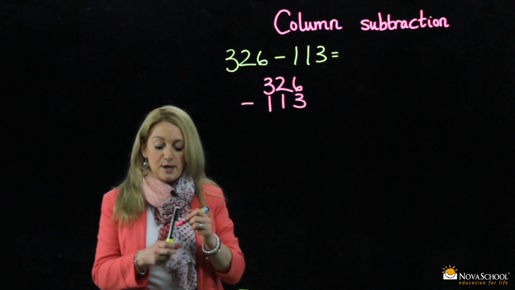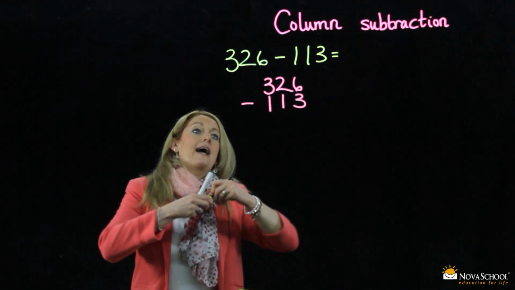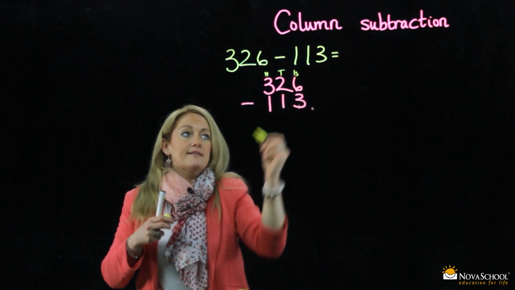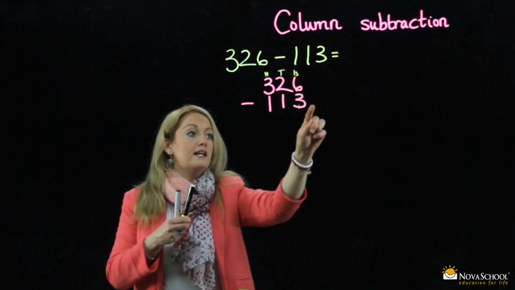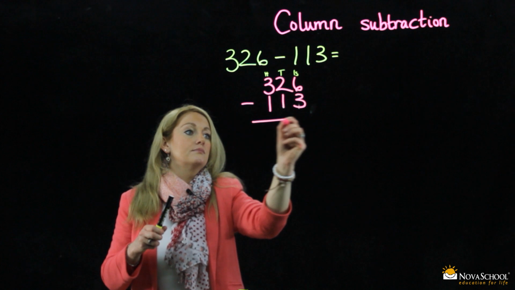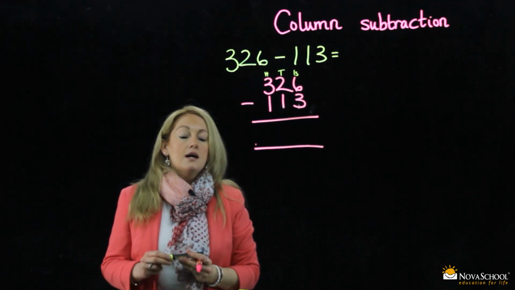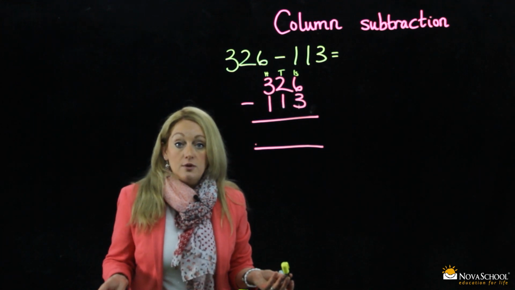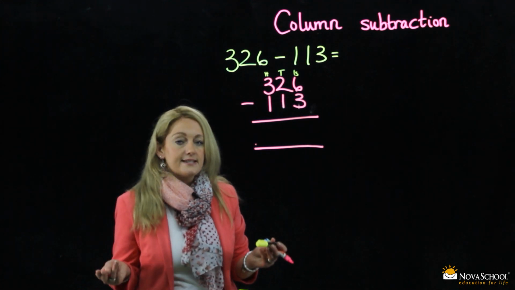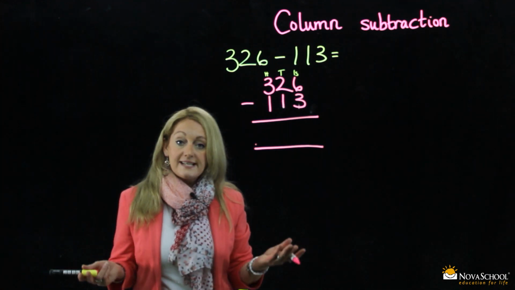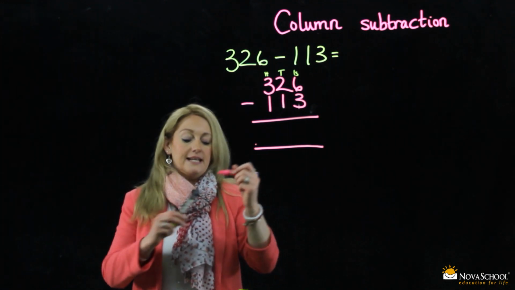Are you ready? Let's label them. Okay, hundreds, tens and ones. Now I'm going to do my ruler line. Now, which column do we start with? We start with the ones. Nice and easy. 6 subtract 3. What's 6 subtract 3? 3. Brilliant. Good answer.